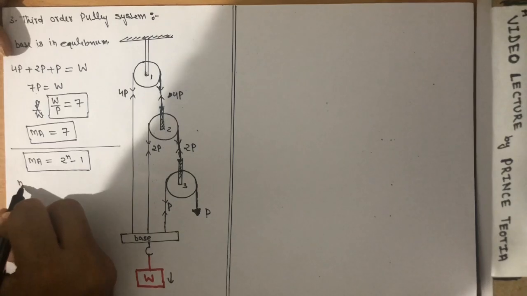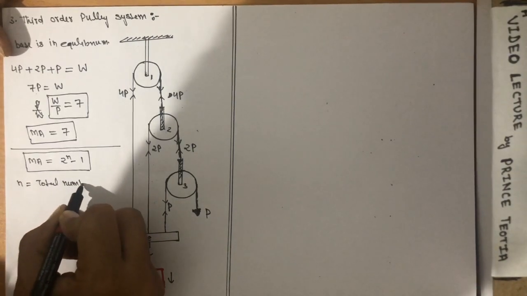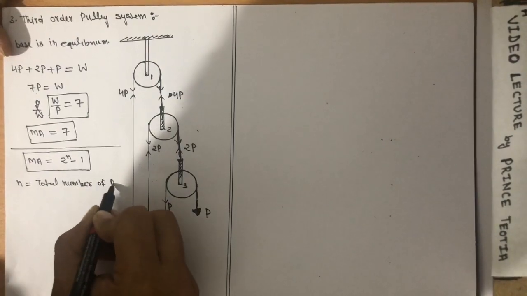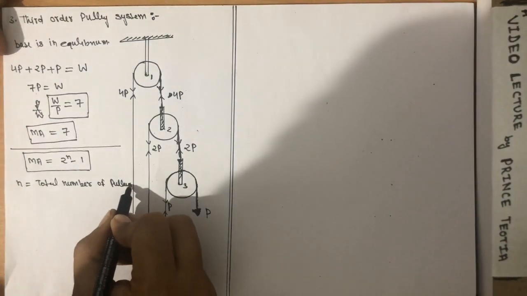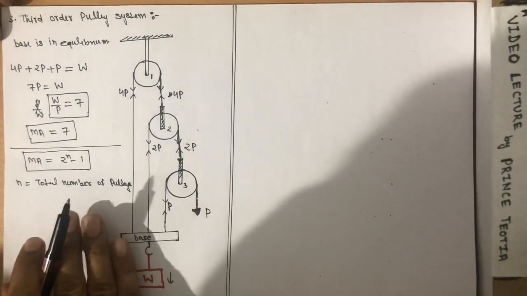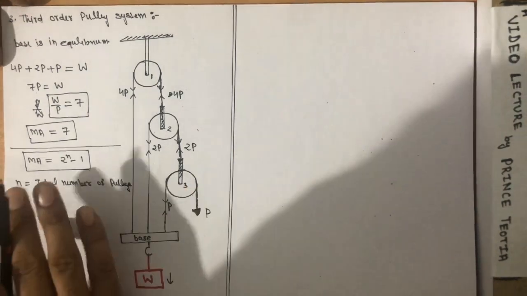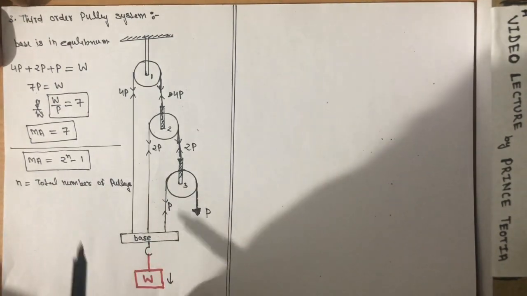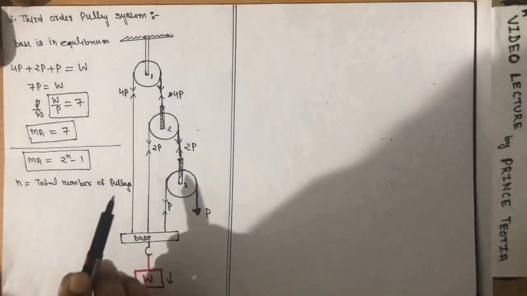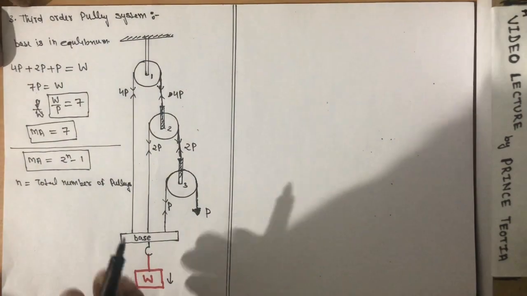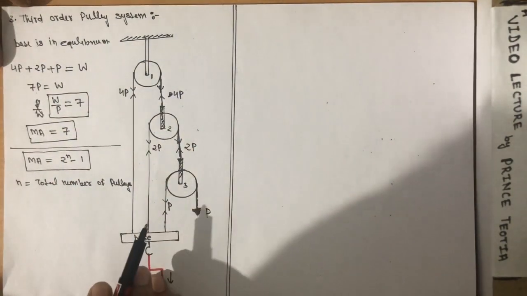What is the n? N is the total number of pulleys. What is the difference in this system compared to the others? In the other two systems, first and second order, we consider n as the total number of movable pulleys. But in the third order pulley system, you have to remember this: we are counting the total number of pulleys.